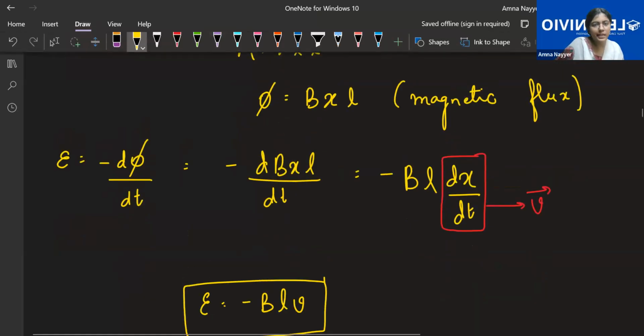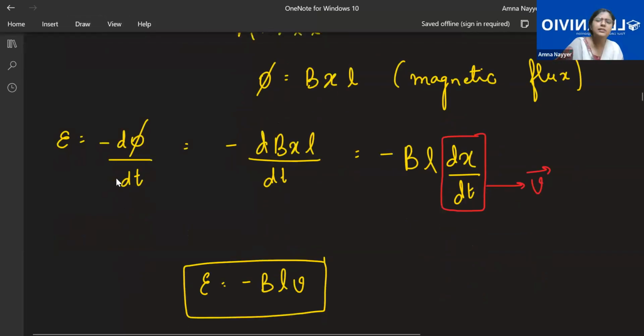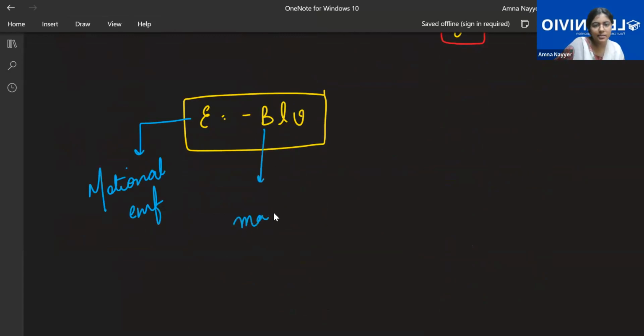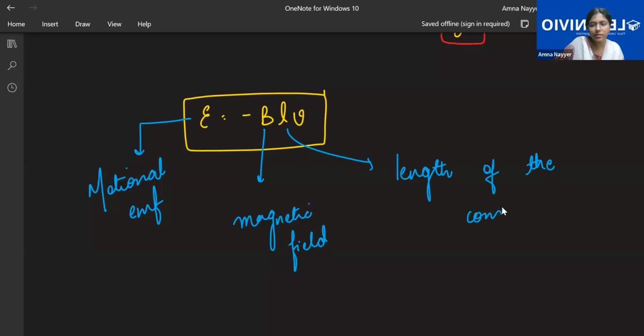Now the minus sign you have completely understood through Lenz's law. This is the same minus sign. So what is E? E is the motional EMF. B is the magnetic field. L is the length of the conductor, and v is the velocity of the conductor.